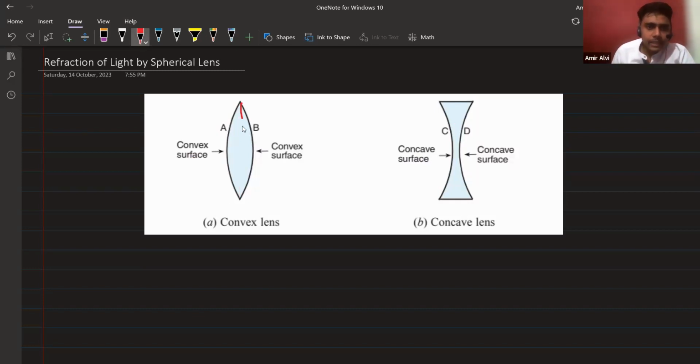Basically, if you break these two things and take out this part of the convex lens, and complete this circle, this would be a spherical lens. Yes or no? I've told you the concept about this in the mirror section.